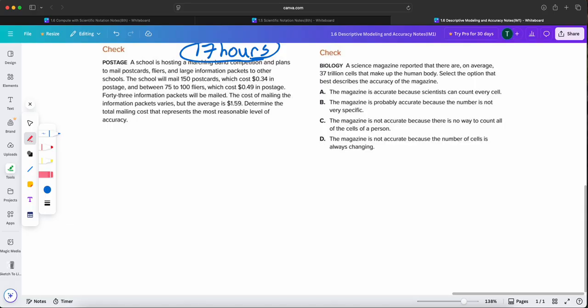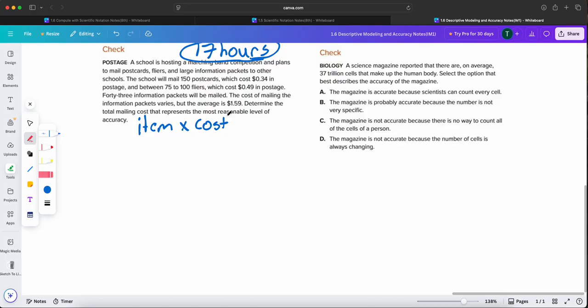So, for our postcards and our information packets, we are given an exact number, 150 and 43. For flyers, though, we're given a range. So we're going to calculate with the low range and then calculate with the high range so that we can compare them. So when we're trying to figure out this total cost, for each of these things, we're going to need to take the item times its cost. And then we'll have to add all those up.